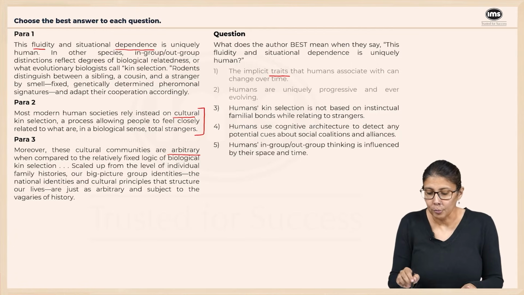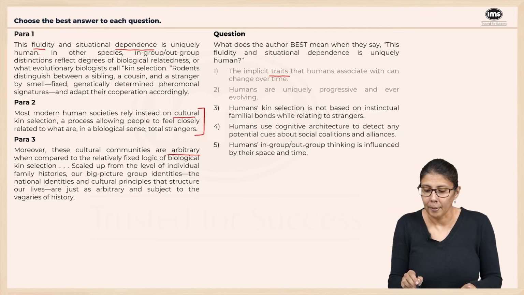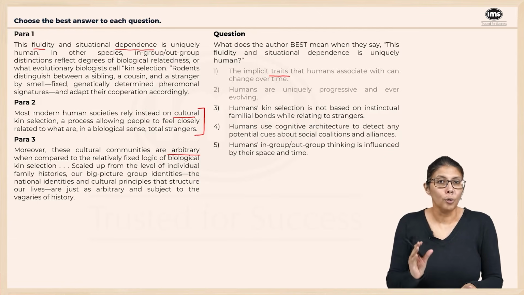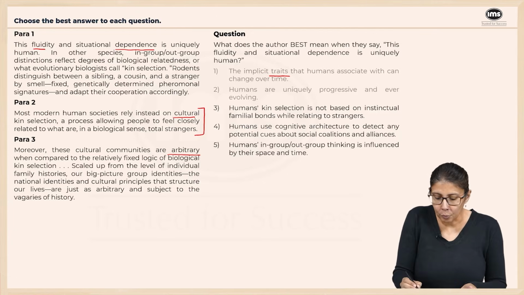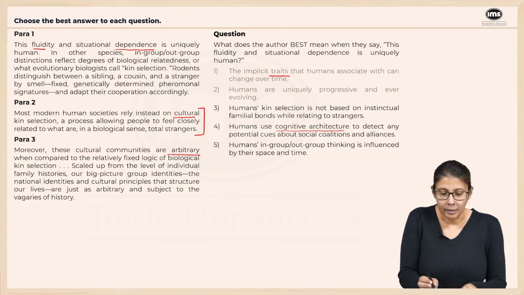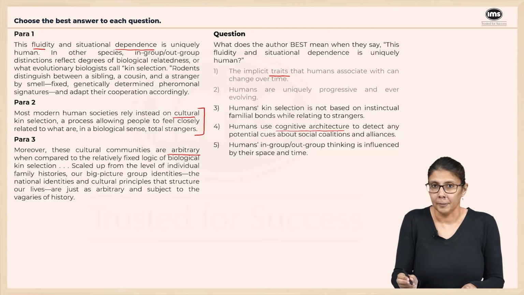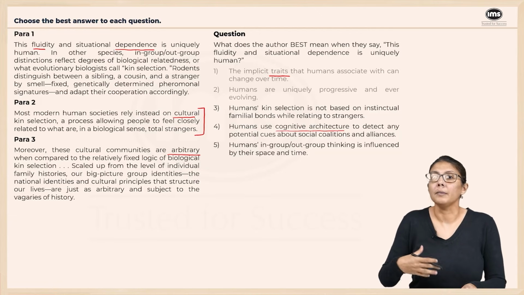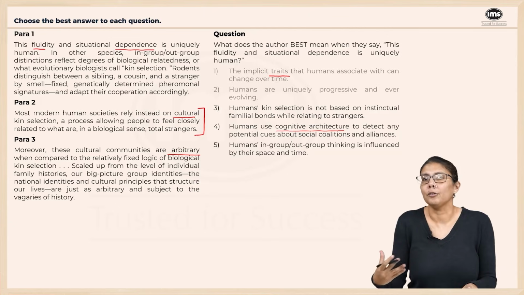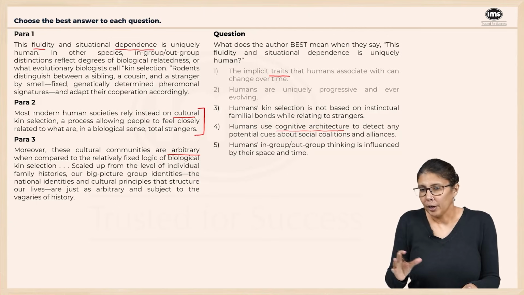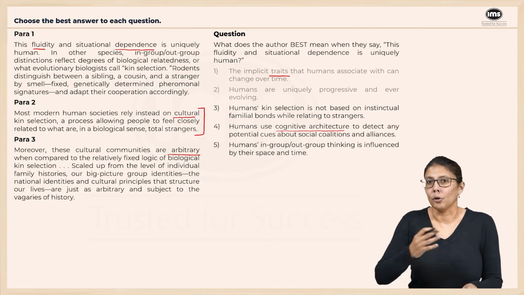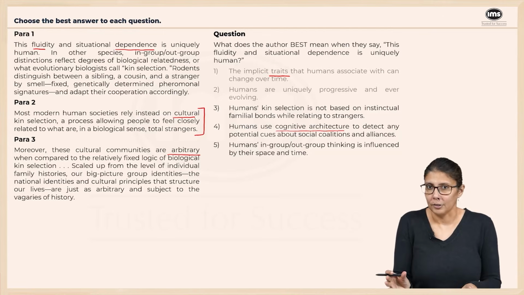The fourth one says humans use cognitive architecture to detect any potential cues about social coalitions and alliances. How do we figure out whom we want to relate to? Do we use cognitive architecture? Not necessarily. We are trying to say that our kin selection is cultural, because we undergo certain similar rituals, therefore we feel a sense of connection with other humans. We are not trying to say that it is our cognitive architecture that helps us make that distinction. So maybe not the fourth one.